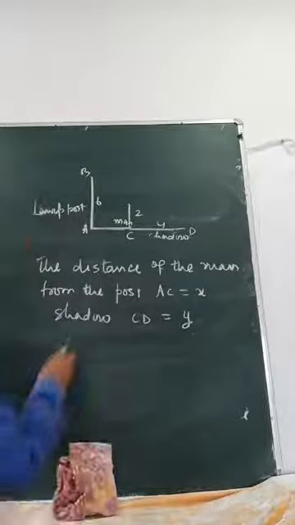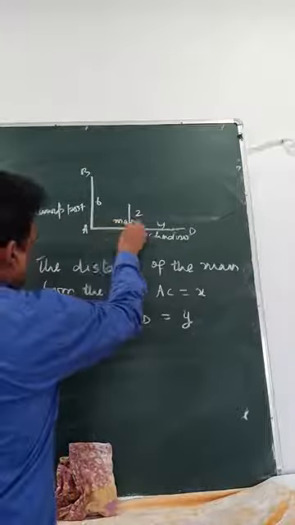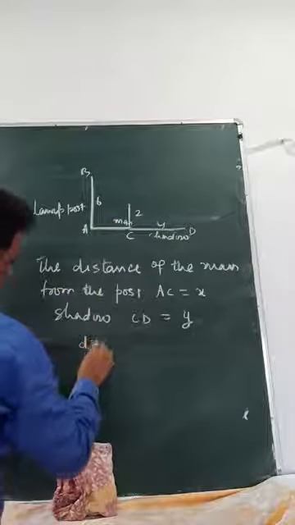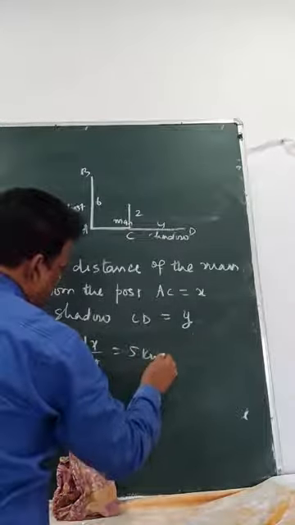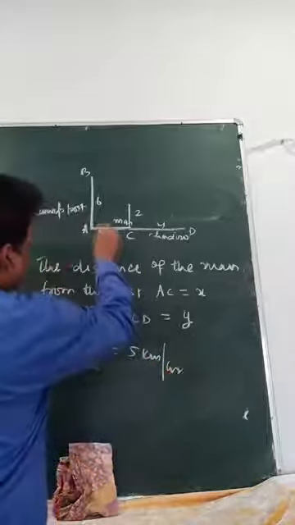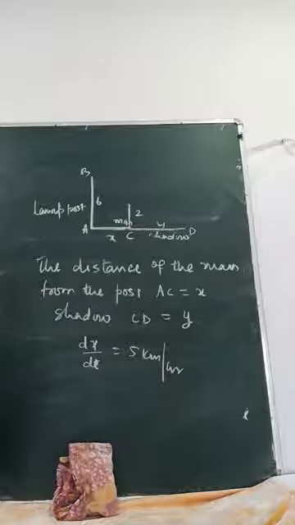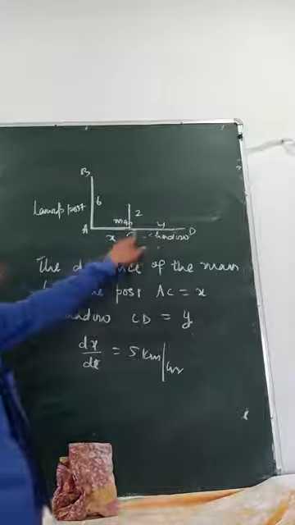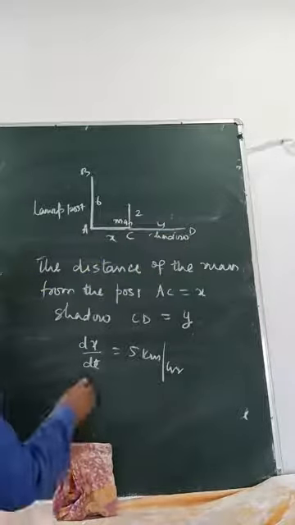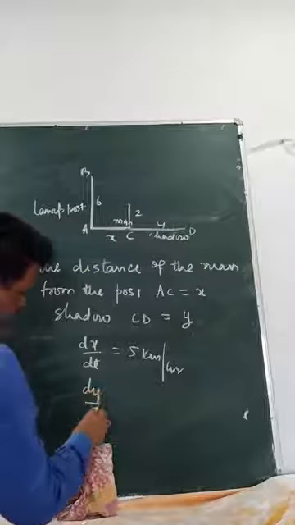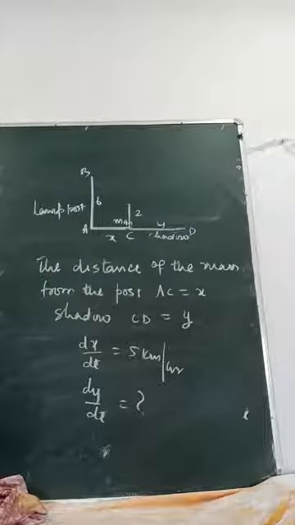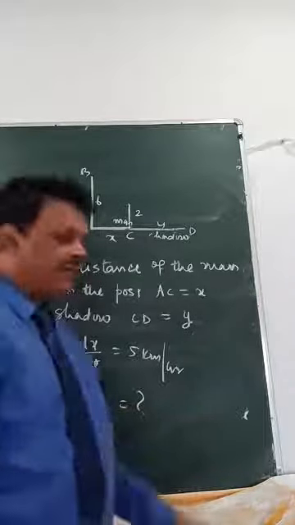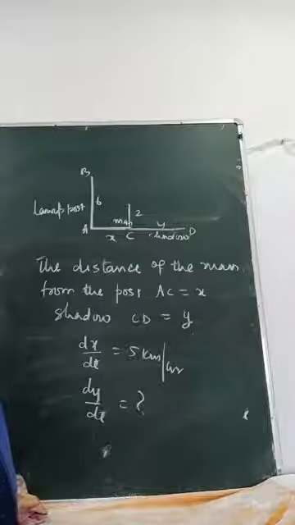What is given to us? The distance is changing, meaning dx by dt is given as 5 kilometers per hour, because this is the distance x you have taken. Then how fast the shadow is changing means you are asked to find dy by dt. This is our question. So how to find it? Can you create any relation?